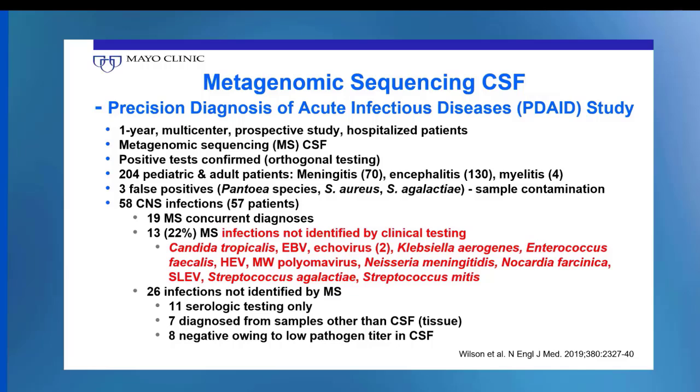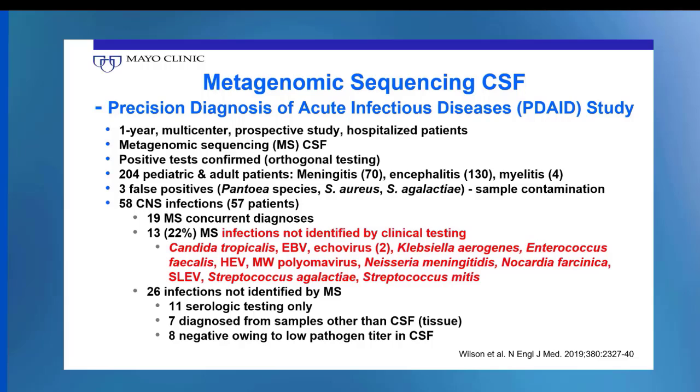from metagenomic sequencing. Fast forward another 5 years. This is another study published by the same author in the New England Journal of Medicine, and this is the results of the Precision Diagnosis of Acute Infectious Diseases, or PDAID, study. This was a one-year multi-center prospective study of hospitalized patients who underwent metagenomic sequencing of their cerebrospinal fluid. The positive test results were confirmed by orthogonal testing, like I described in the leptospirosis case.